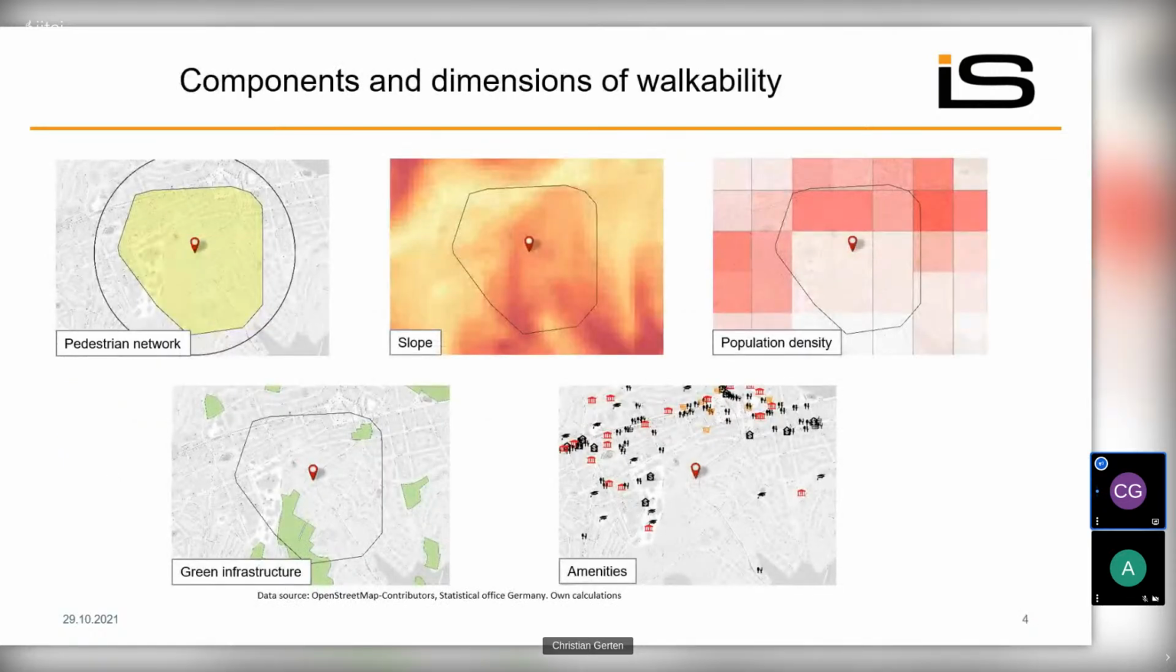Now I'd like to go more into detail about the components and dimensions of walkability which we consider. In total, there are 5 different components which influence walkability in a neighborhood. First of all, the pedestrian network, very basic. Also the slope, population density, the green infrastructure, and the supply with amenities or important infrastructures.